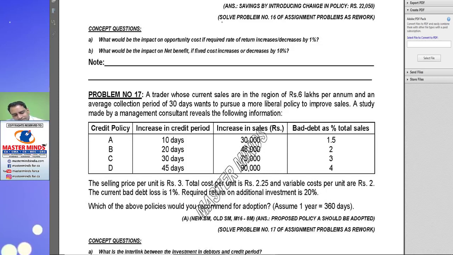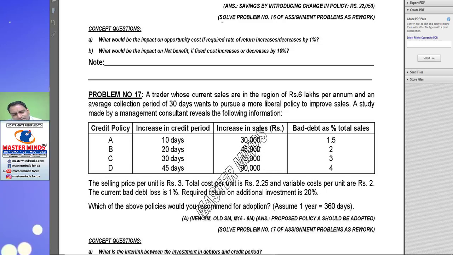So A, B, C, D. There are 4 policies. Increase in credit period: 10 days, so the total is 40. Increase of 20, so 30 plus 20 is 50. 30 plus 30 is 60. In D, 30 plus 45 is 75. They have also given the increase in sales and bad debts percentage.